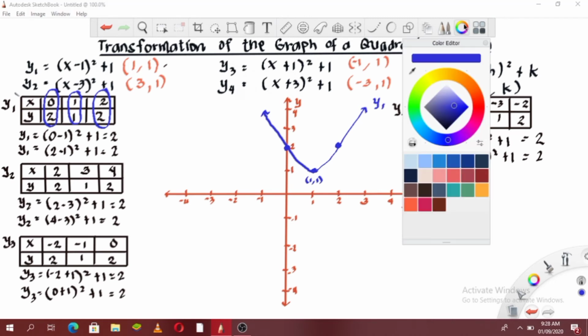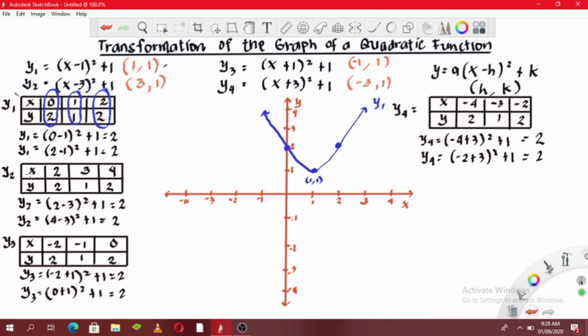And then, to graph the other function, gumamit tayo ng ibang color. Let's have green for y sub 2. So, plot natin 2, 2. Ito pa rin yun. And then, 3, 1 yung vertex. 3 sa x, 1 sa y. Get their intersection. This is 3, 1. And then, 4, 2. 4 sa x, 2 sa y, get their intersection. Ito po yan. And then, connect the points to draw a parabola.